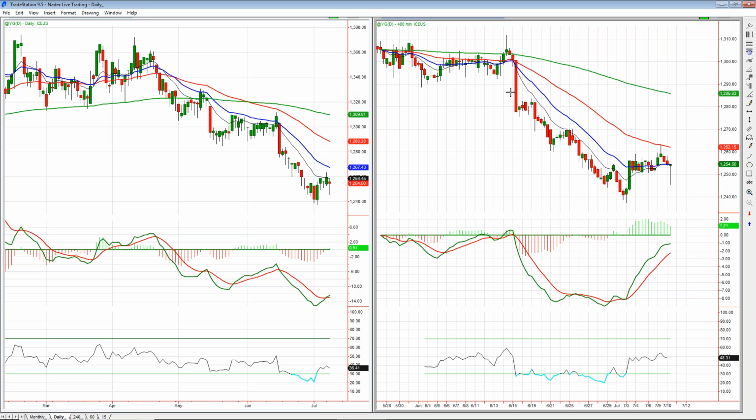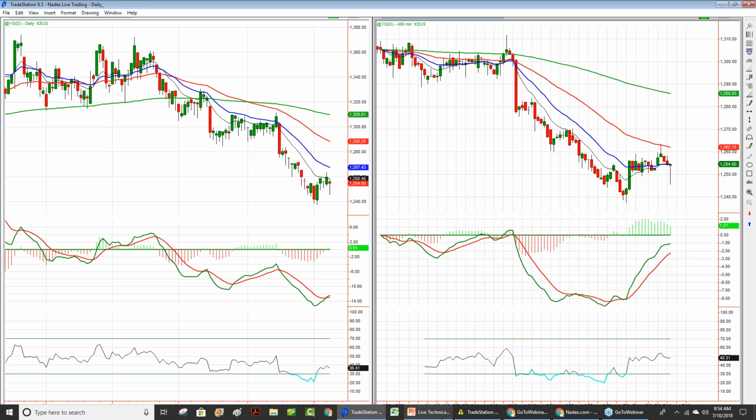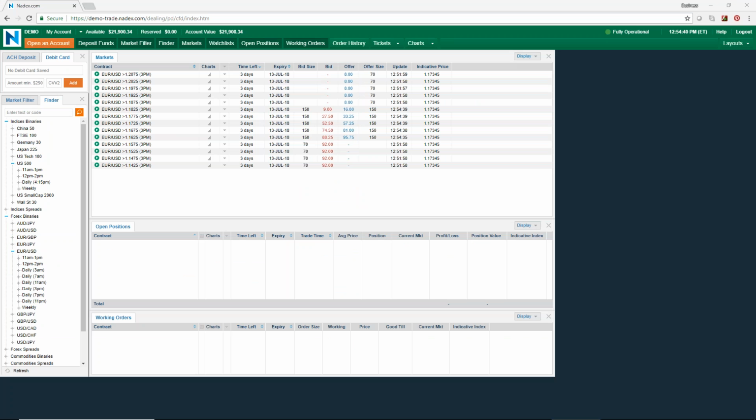eSignal is another one. But the thing is, you're going to have to pay for the data, which can get a little bit expensive. So you can get the same exact chart setup like I have here on the Nadex charts. And since we got a little bit of time left, I'll show you how to do that. Got about 6 minutes left here.